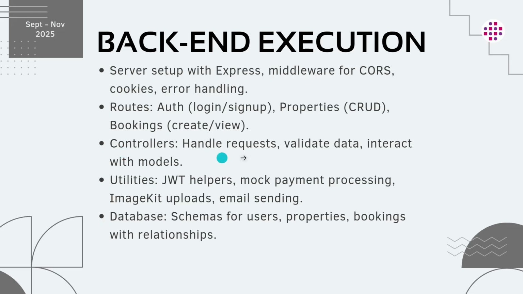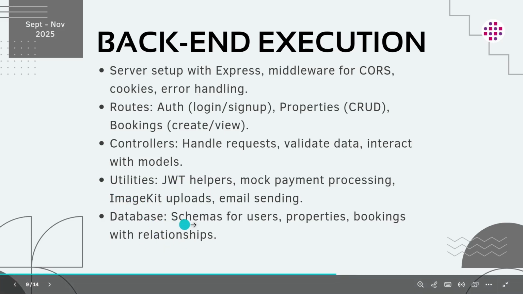Then controllers were there to handle requests, validate data, and interact with models, database models. Utilities were JWT helpers, which is a token that is sent in the cookies, to create a persistent session or verify a user during a request and response chain between the front end and back end. Then a mock payment system was also made. Then ImageKit uploads and email sending was also done, as utilities in the backend.